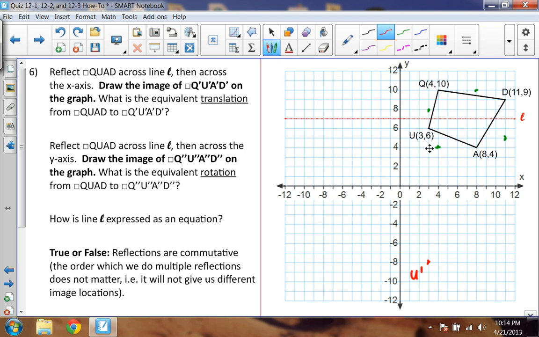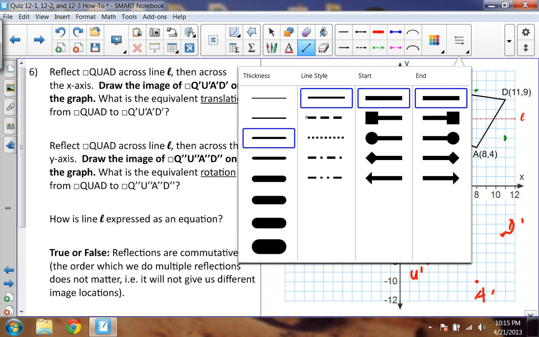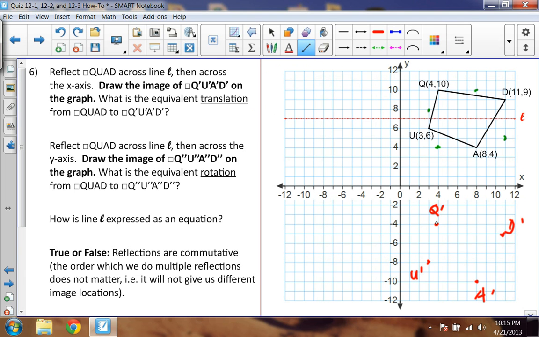Q, same thing. Q is 4 units away from X and from Y. So this will be over here, -4. So here's Q prime. And A, 10 units away, going down, -10 units away. This was A prime and D prime. 5 units away, and right here, 5 units down. There we go. So this is my, let's make this a little more official. This is my reflected image that I'm looking for.